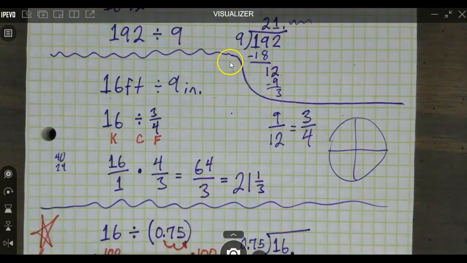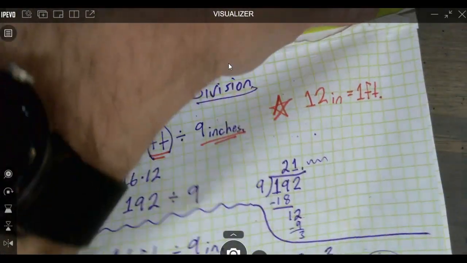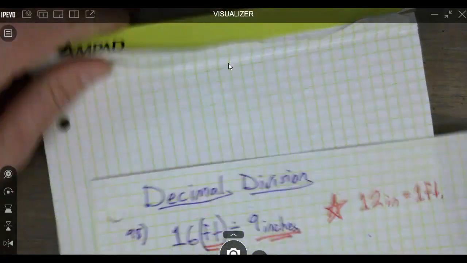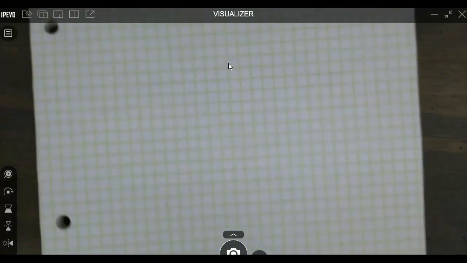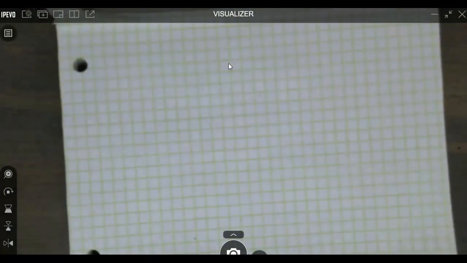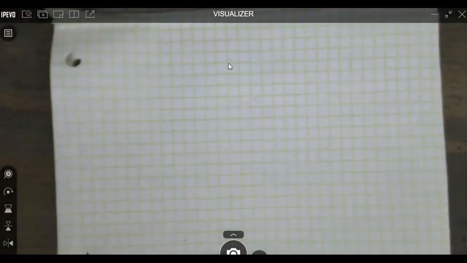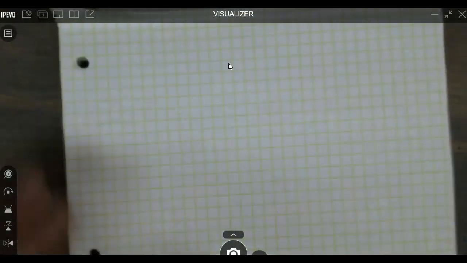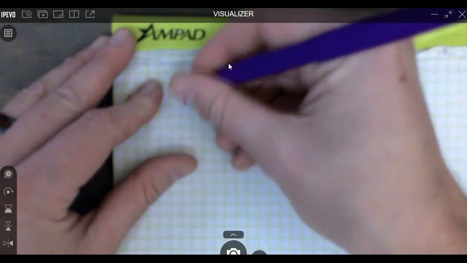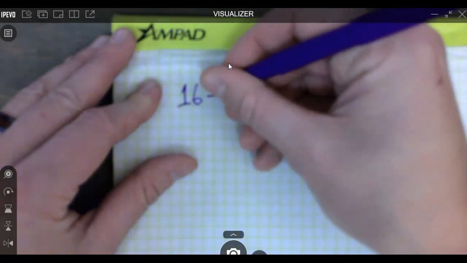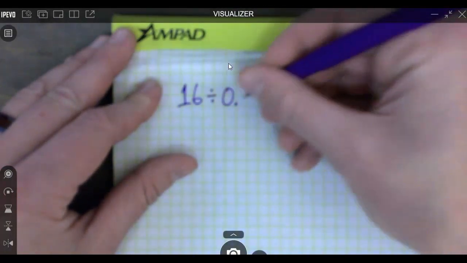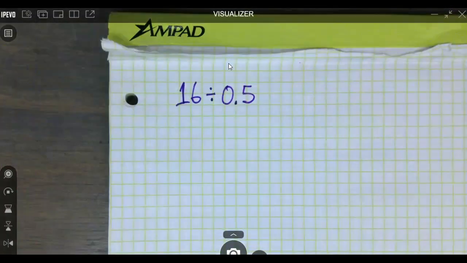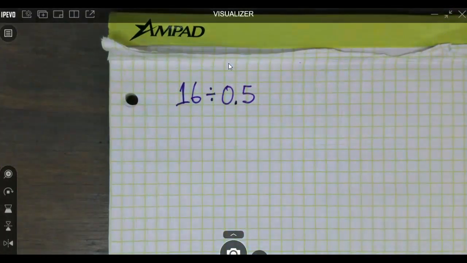What if I gave you 16 divided by 0.5, and I already filled a piece of paper, guys. I'm already going to page 2 for today. 16 divided by 0.5. I want to know what you guys do with that problem, and there are multiple ways to do it. So 16 divided by 0.5. Up to you guys what you want to do.